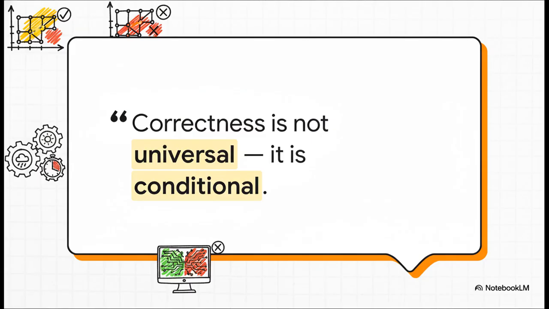Which brings us all the way back to our central theme. These algorithms, they teach us a really fundamental lesson that goes way beyond code. Correctness, it's not some universal, absolute state. A solution is only correct under a very specific set of conditions and assumptions. You change those conditions, and your perfect solution can suddenly become perfectly wrong.